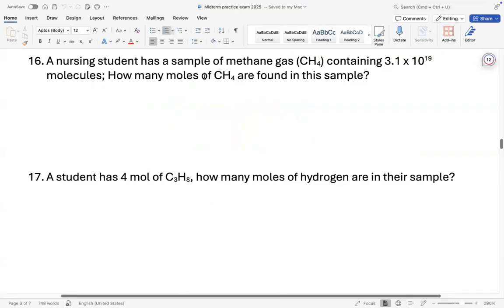A nursing student has a sample of methane gas containing 3.1 times 10 to the 19th molecules. How many moles are found in this sample? So molecules, this is when we first started talking about Avogadro's number. All right. So we said, and that you would be given this on a reference sheet, that 1 mole equals 6.02 times 10 to the 23rd.